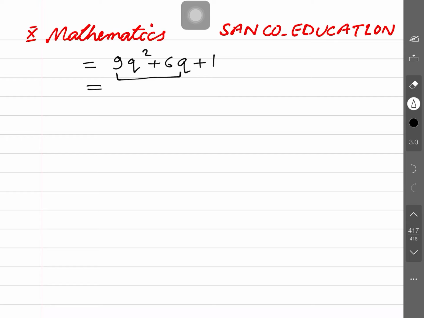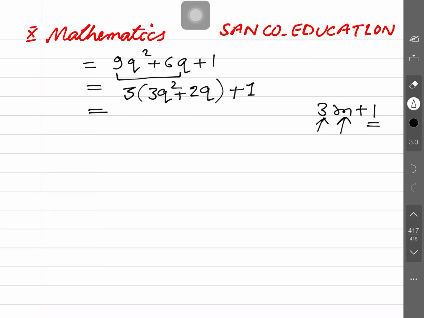Between these two, what is common in them? 3 is common here. What's left here? 3q square and 2q. Now sometimes students think, sir, here 2 is also 3, one more factor, and q is also common. Then why are you not taking q as common? Because we have to bring the frame of this kind. 3m plus 1 means here must be 3, and here must be some positive integer, and there must be 1. So the same format is coming here. So this whole quantity is to be supposed as m and this is 1.